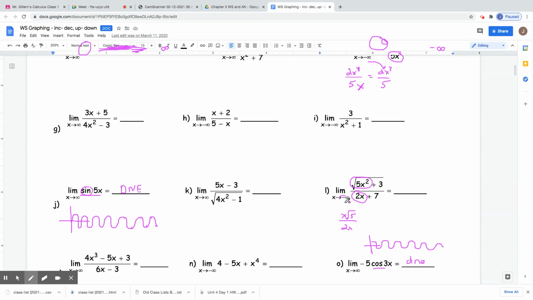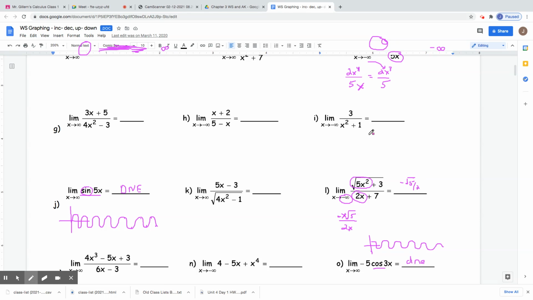Now remember, since I'm going to negative infinity, I have to use a negative x. If I was going to positive infinity, then I would use a positive x. They cancel, and you get negative root 5 over 2. All right, negative root 5 over 2.